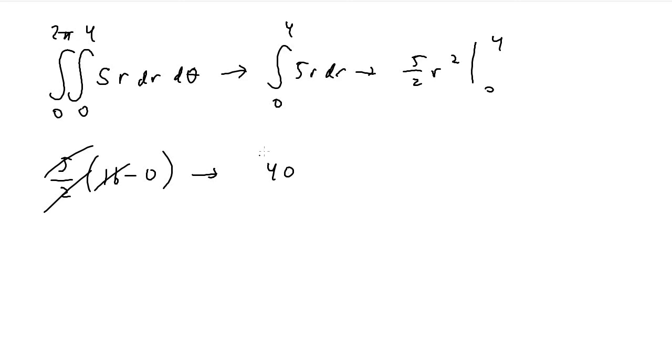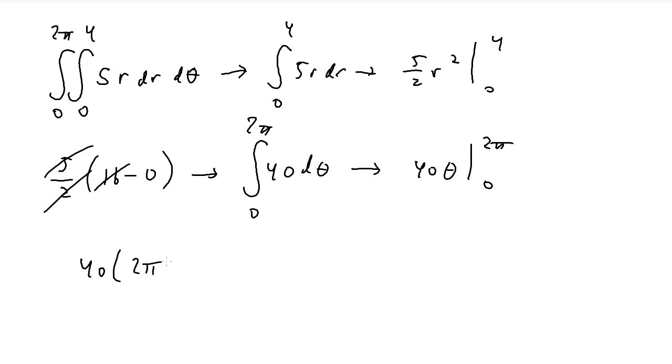So now we can evaluate the outer integral, this time from 0 to 2 pi with respect to theta. Integral of 40 with respect to theta is 40 theta. We can evaluate from 0 to 2 pi. So when I plug in 2 pi for theta, we get 2 pi, minus when I plug in 0, we get 0. 2 pi minus 0 is 2 pi, and 2 pi times 40 gives us the final answer of 80 pi.